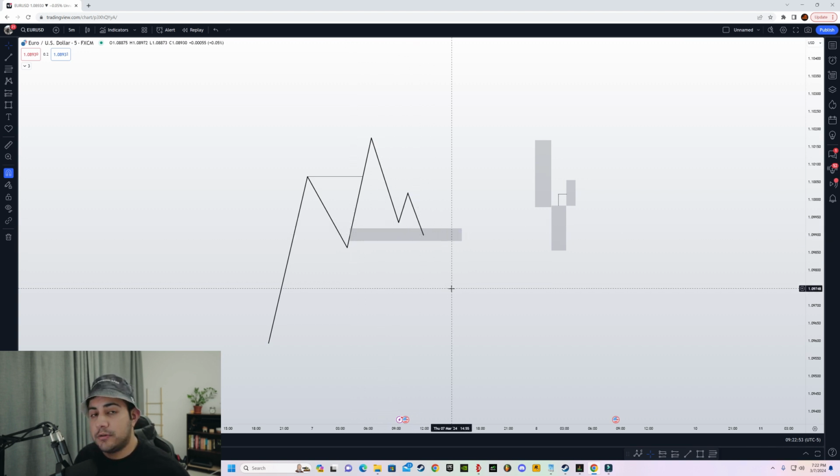Once you mark that out, that is where you're going to be taking your entry, but it is not that simple, all right? Simply, you can take your entry from that, but price can literally push through this fair value gap. So there are some confirmations that you have to look for.